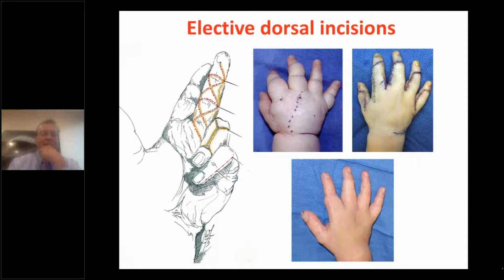I didn't know anything about that. And I'm glad to know the rationale behind some of these incisions. So this case is one, it's a lymphatic malformation.